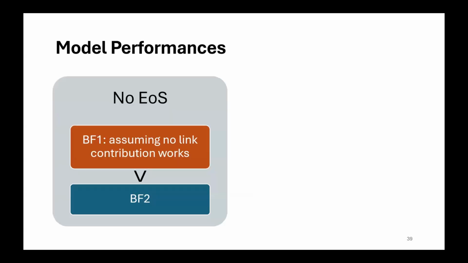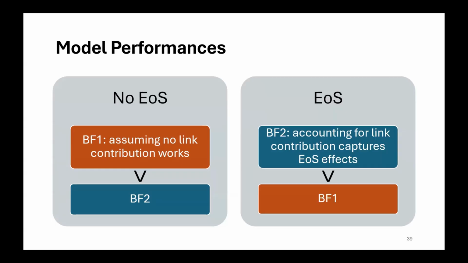Model performances, you can see, when there is no EOS, when there is no economies of scale saving, BF1 outperforms BF2. Why? Because BF1 is the best formulation for this scenario. It does not consider links, so it does not have spurious parameters in its formulation. BF2 has more parameters that are going to spuriously update, and then it's going to have an increased space which it doesn't need. But when EOS is considered, then BF2 outperforms BF1.